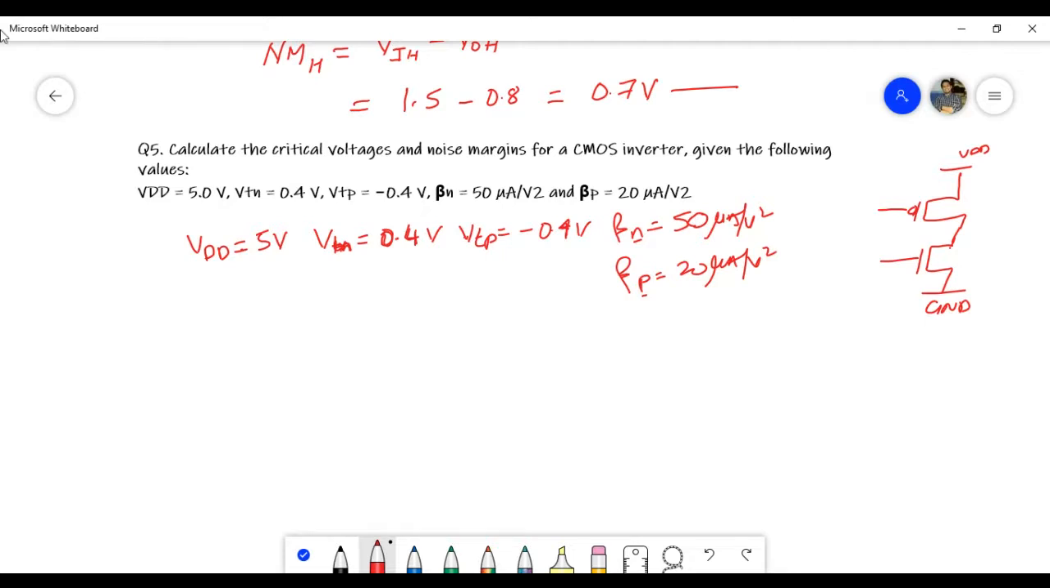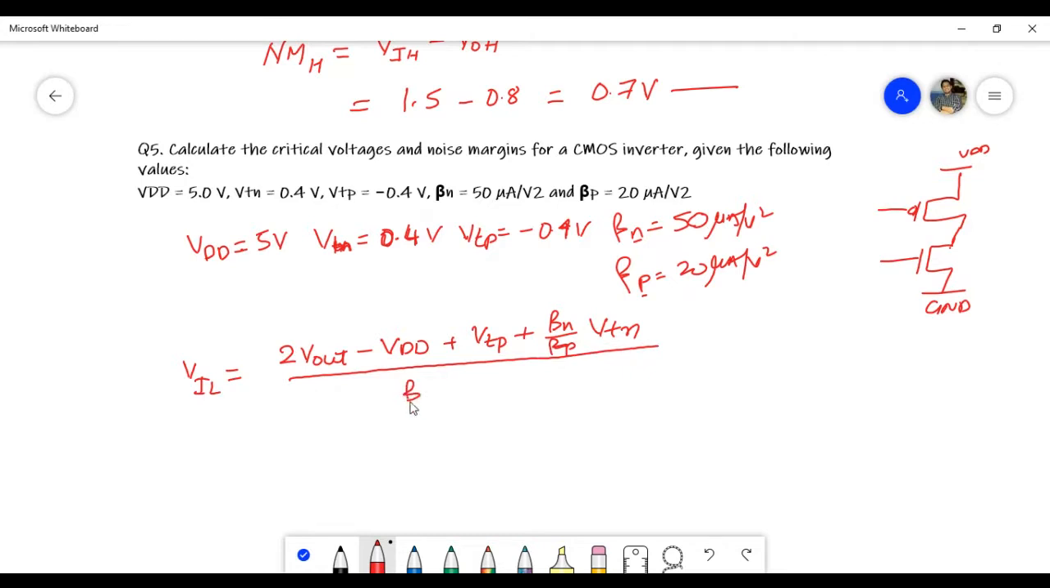Maybe you have derived this with Dr. Zubel. Let me write the formula again for you, because this is a very lengthy derivation. We cannot derive it again. So 2 into VIL is equal to 2 into V out minus VDD plus VTP plus beta N by beta P into VTN, divided by beta N by beta P plus 1.